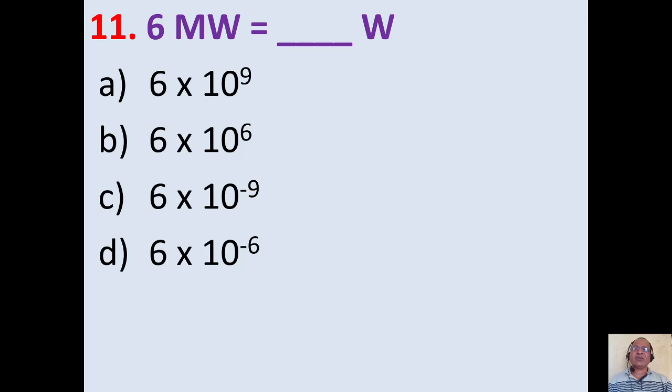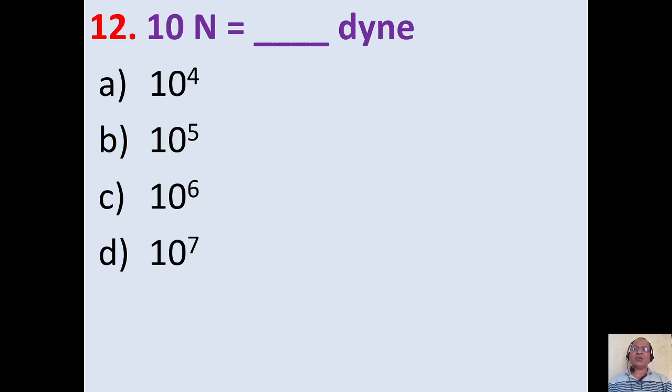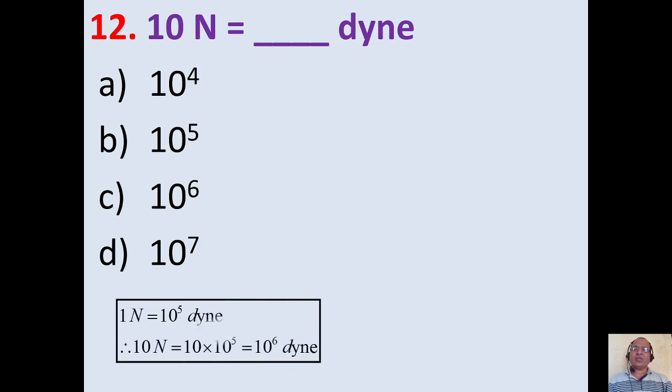6 megawatt is equal to how many watt? Mega stands for 10 raised to 6. So the correct option here is 6 into 10 raised to 6 watt, option B. 10 Newton is equal to how many dyne? Again, such type of MCQ is confusing. Students almost get confused with such type of MCQ. We know that 1 Newton is equal to 10 raised to 5 dyne. So 10 Newton will be equal to 10 into 10 raised to 5. So it will be 10 raised to 6 dyne. So option C, 10 raised to 6, is the correct option.